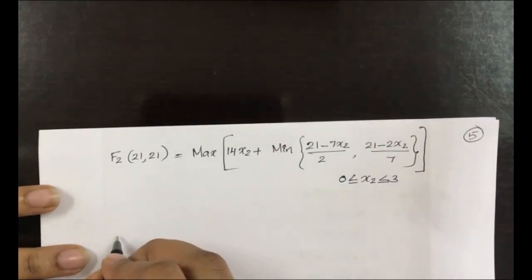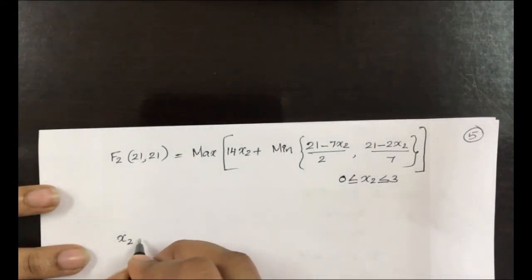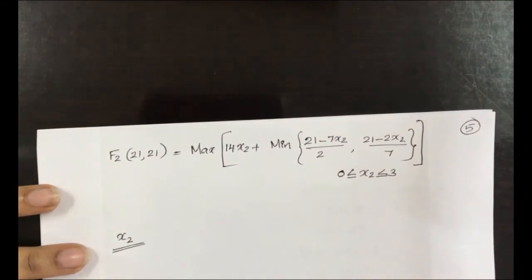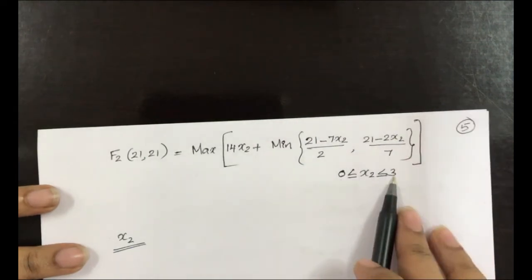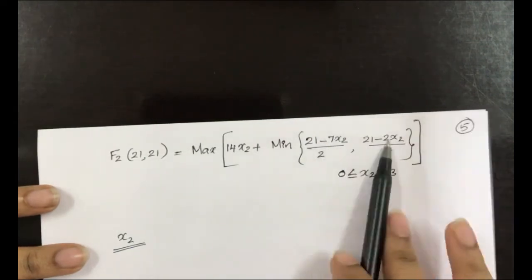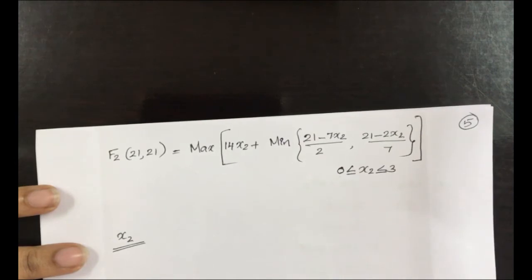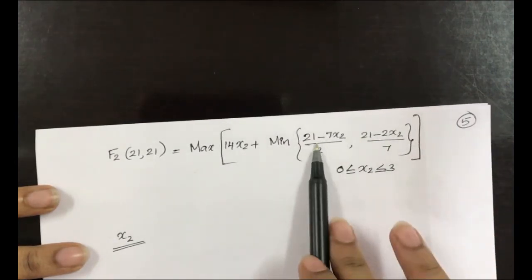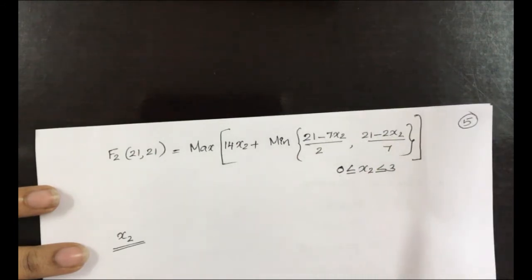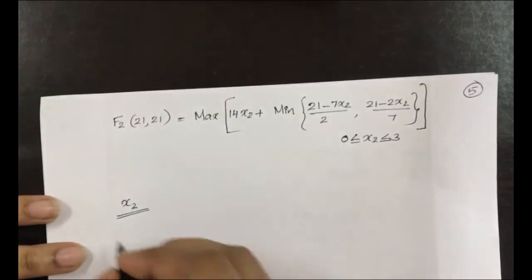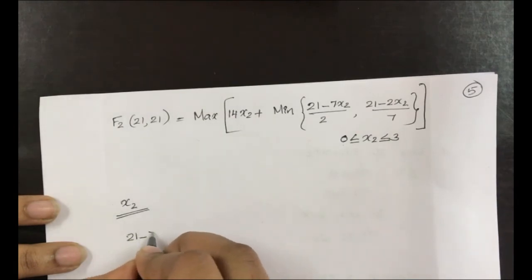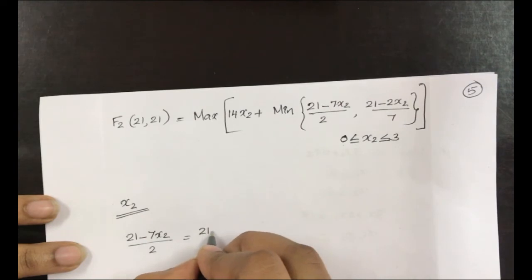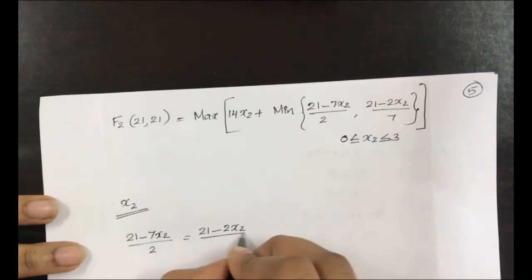Now we are going to find x2. In the previous cases there was only one x2 here. We need to substitute 0 and 3 in this equation to get the value of x2. Since here there are two terms containing x2, first we need to equate these two terms and solve for x2. That is, (21 minus 7x2) by 2 is equal to (21 minus 2x2) by 7.